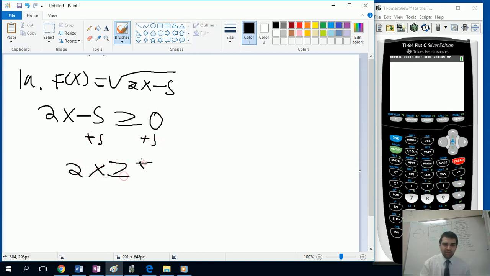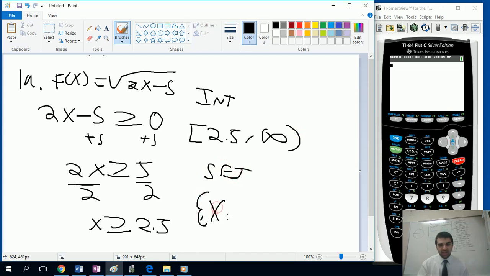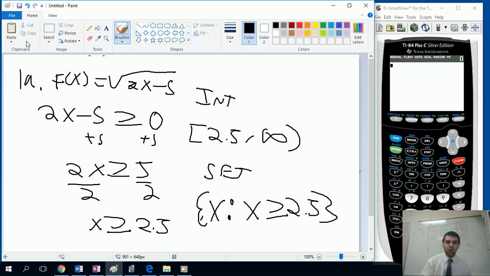2x must be greater than or equal to 5. Divide each side by 2. X must be greater than or equal to 5/2, 2.5. Let's put that in interval notation first. So if x has to be greater than or equal to 2.5, our domain is going to be from 2.5 to infinity. Using set notation, we're going to have brackets x such that x is greater than or equal to 2.5, close brackets. So that's 1A for our study guide.